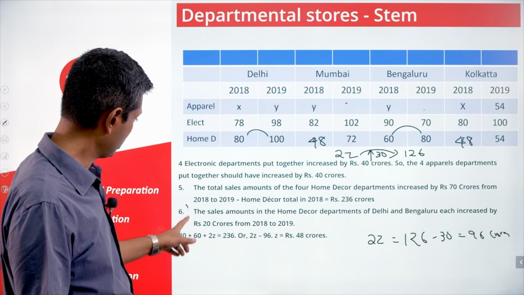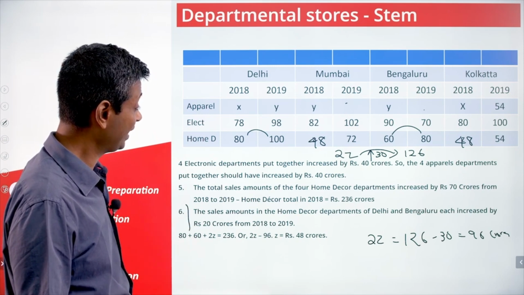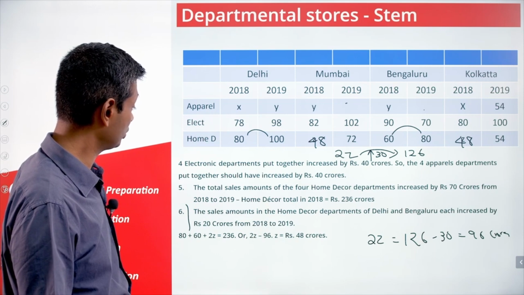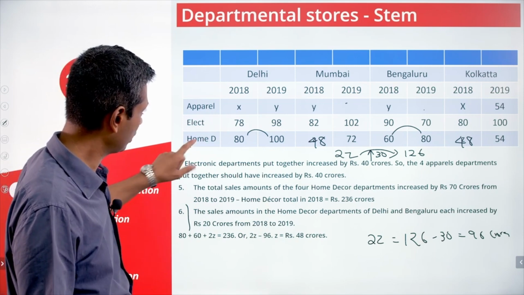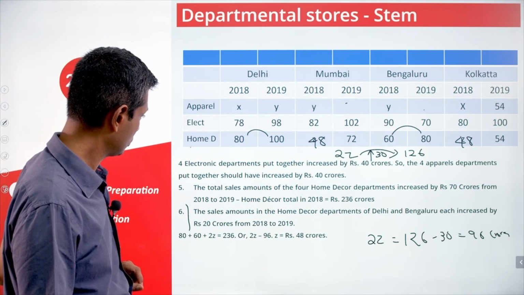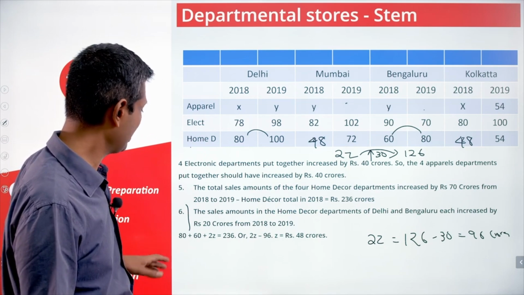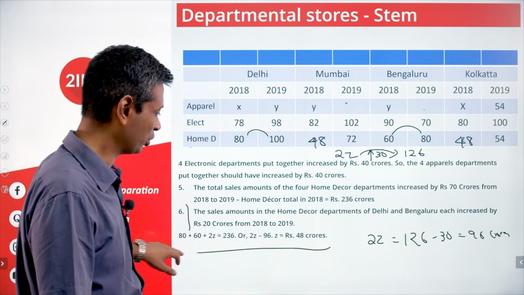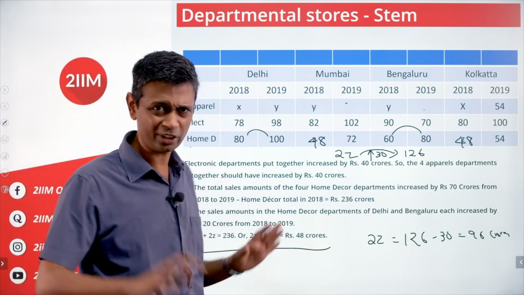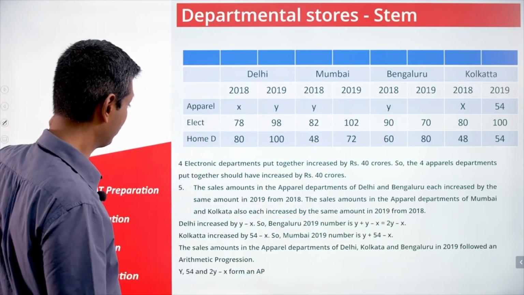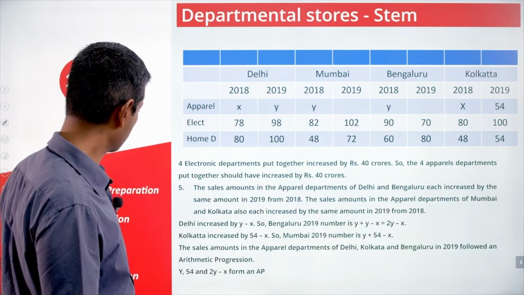Wonderful. Let's go to the next one. The sales amounts in the home decor departments of Delhi and Bengaluru each increased by rupees 20 crores from 2018 to 19. Home decor of Delhi and Bengaluru each increased by 20. So this is a math part, this should be 48 crores remaining. This is just a computational part. It's not a constraint. Sorry. We've got that. We've got Z is 48. Let's fill that in. Let's go to the next part.